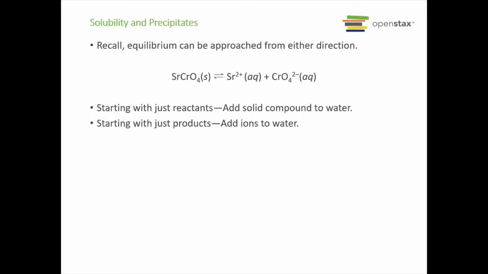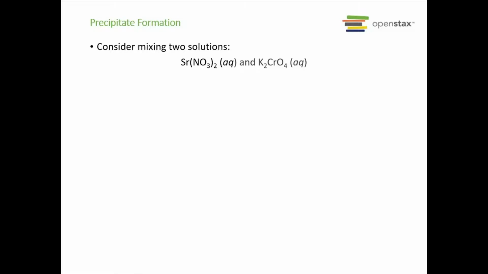So recall that we can have equilibrium coming from either direction. So if we are starting with our reactants, we can add some solid compound to the water to get it to push forward more. Or if we're starting with just products, we can add the ions that we want to precipitate out to the water to get them to precipitate. So let's say we are mixing strontium nitrate and potassium chromate.